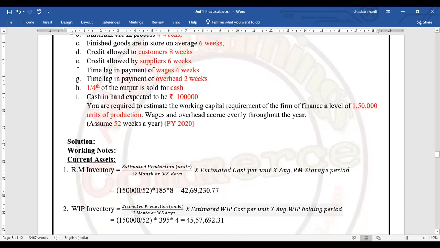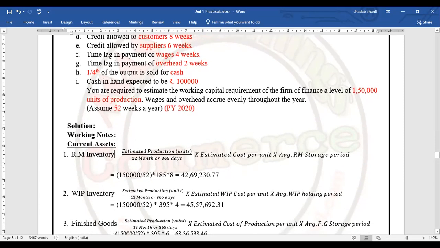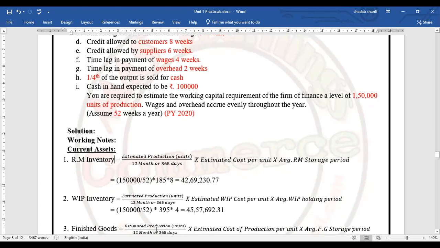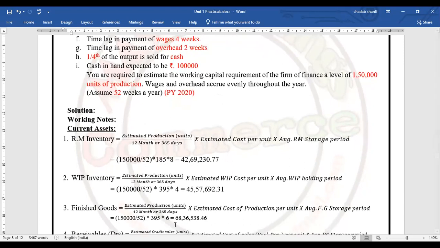Then the second one, work in progress inventory: estimated production 1,50,000 divided by 52 weeks into 395, that is the total cost, the work in progress cost we have to consider, into 4 weeks holding period. If we simplify, we arrive at 45,57,692. Then for finished goods we consider the same: estimated production 1,50,000 divided by 52 weeks into cost, that is total cost 395, into the average storing period of finished goods, that they have given in additional information, that is 6.